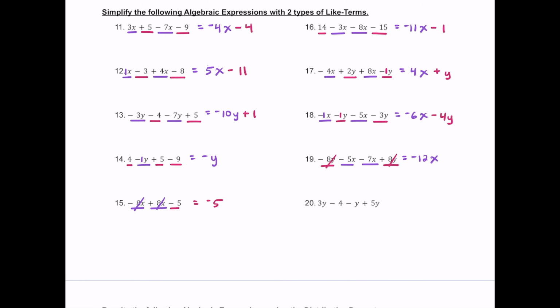For number 20, we'll go with the y's first. So 3y, take away 1y. That's only 2y now. And 2y plus 5y is going to be a total of 7y. And then we have this minus 4 at the end, so we're going to write minus 4.